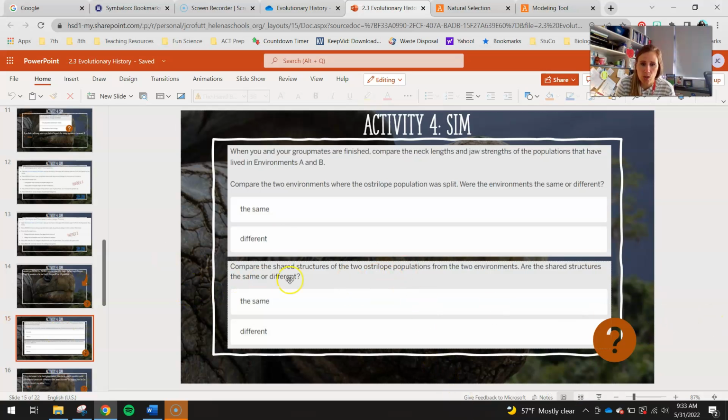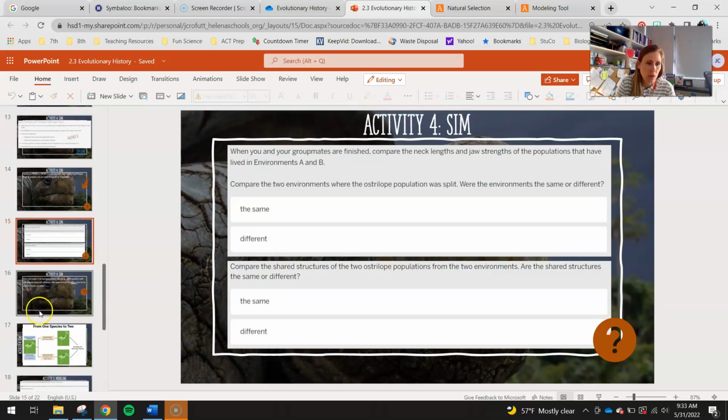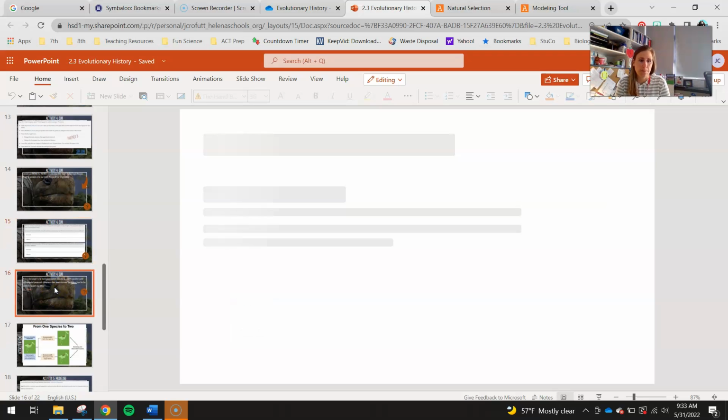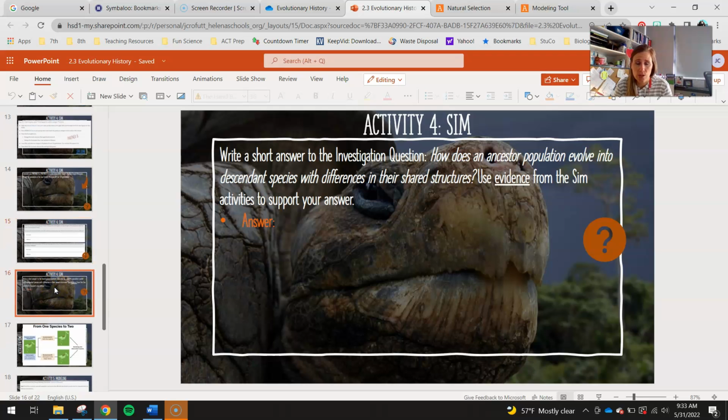And then compare the shared structures of the 2 Australope populations. So we're looking at neck and jaw strength. Are the shared structures the same or different? So circle that answer there, and then answer this question. Write a short answer to the investigative question. How does an ancestor population evolve into descendant species with differences in their shared structures? Use evidence from the sim activities to support your answer.